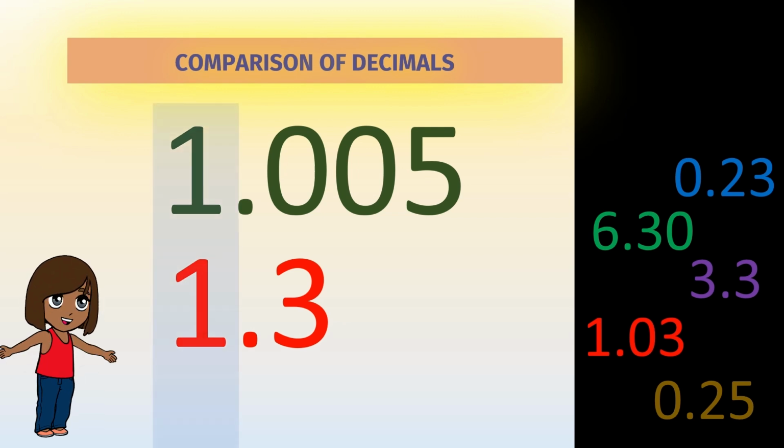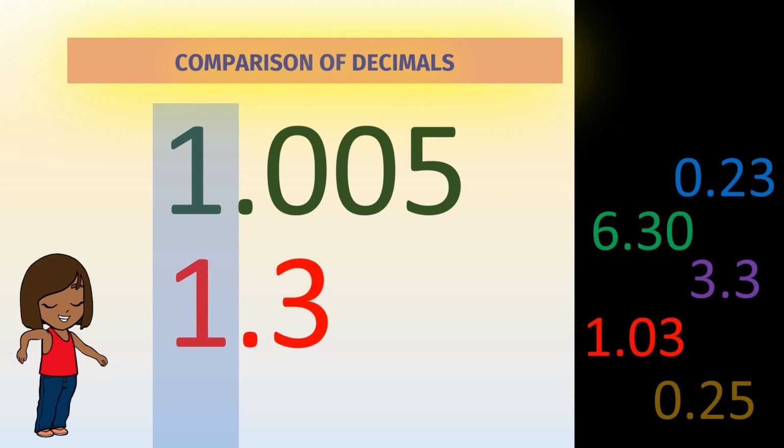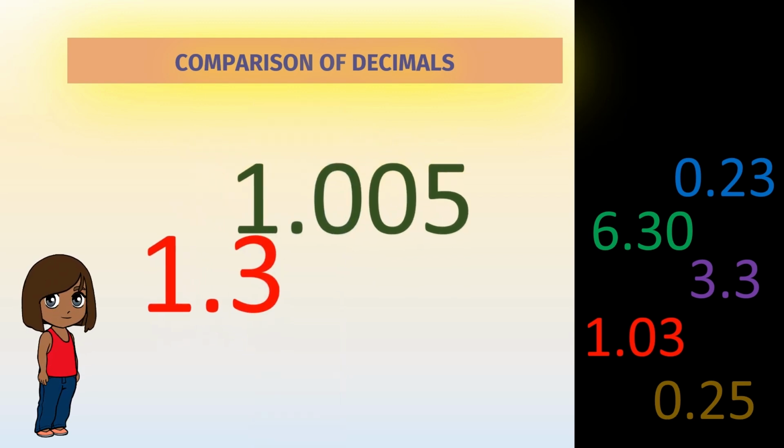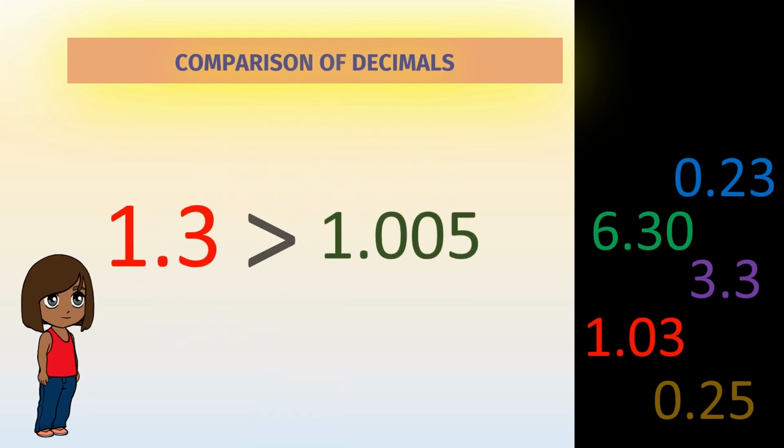In place value of ones, both the values are equal to 1, so we go on to the next smaller place value, tenths. In tenths, we have 0 and 3. 3 is greater, so we don't have to compare any more digits. Since 3 is greater than 0, we have 1.3 greater than 1.005. So 1.3 is greater than 1.005.